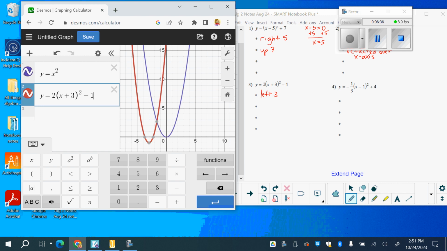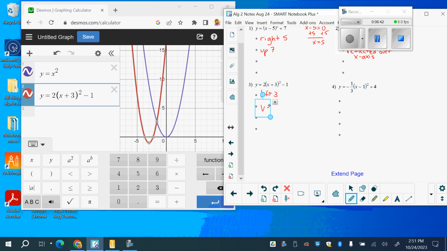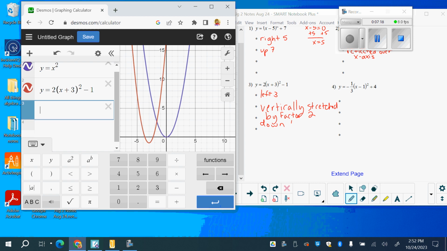Yes, it does matter. So what if we did that, we want to do the vertical stretch first, and then we say down 1. This is the graph that we get, this one here. So I'm going to show you the graph that we would get if you did the down 1 first.